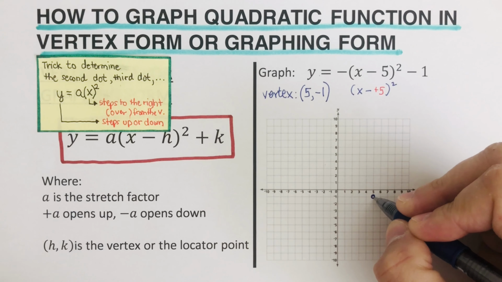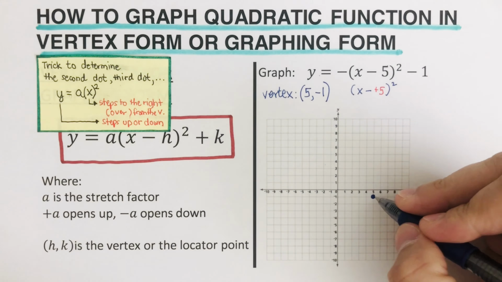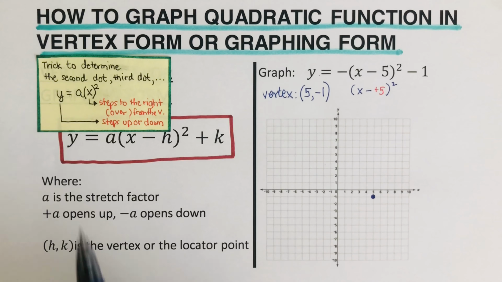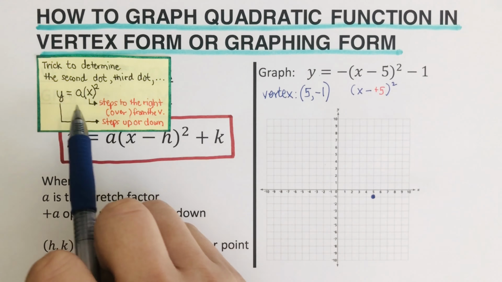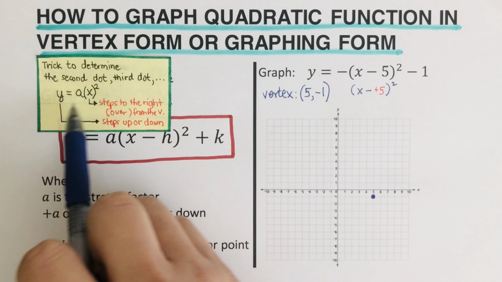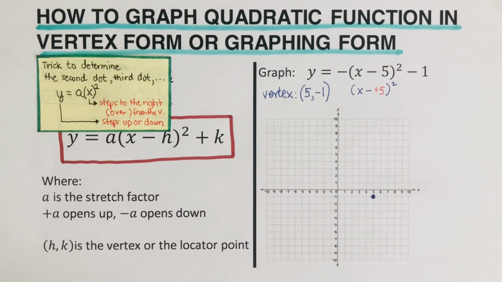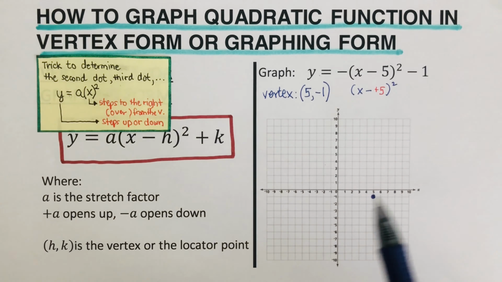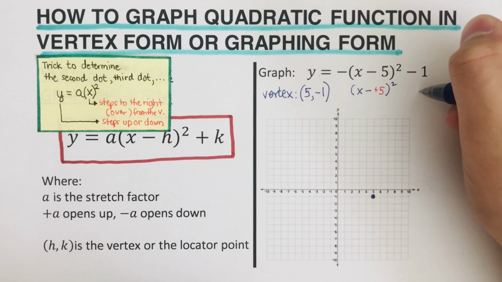This is our vertex. Now to get the second dot, we're going to use this trick right here, the trick to determine the second dot and the third dot. This equation is pretty much like the parent graph. Again, there's another video for that on how to draw the parent graph of a quadratic function, but we're going to use that here to get the second dot. So I'm going to write here: second dot.